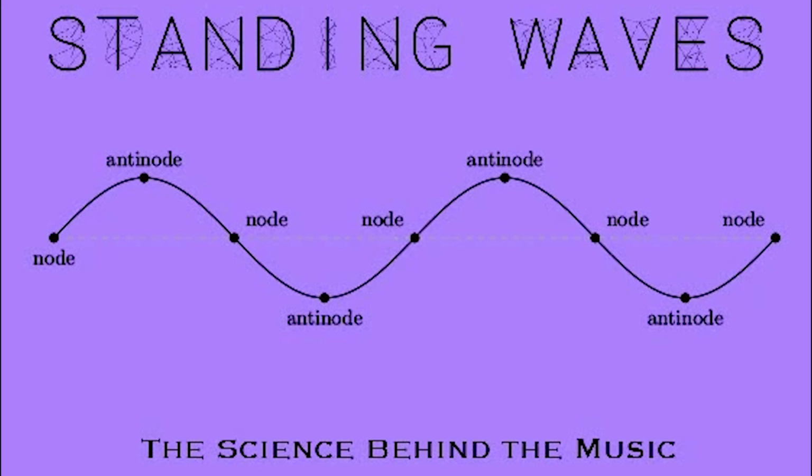Nodes are areas of zero amplitude, where there is destructive interference. Antinodes, on the other hand, are areas of maximum displacement, or in other words, areas of maximum amplitude, which are constructive points. These are the two main parts of a standing wave.